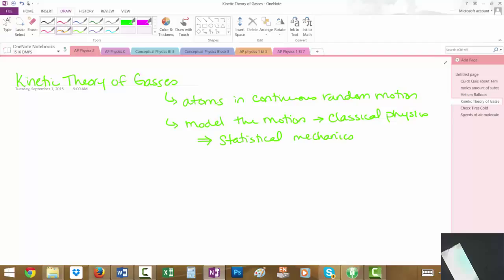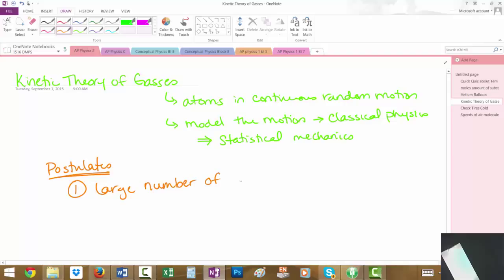All right. So there are 4 basic postulates that we're going to base everything on. Okay? I can't spell today. The first one is that there's a large number of molecules, we'll call that number n, each with a mass m, moving in random directions.